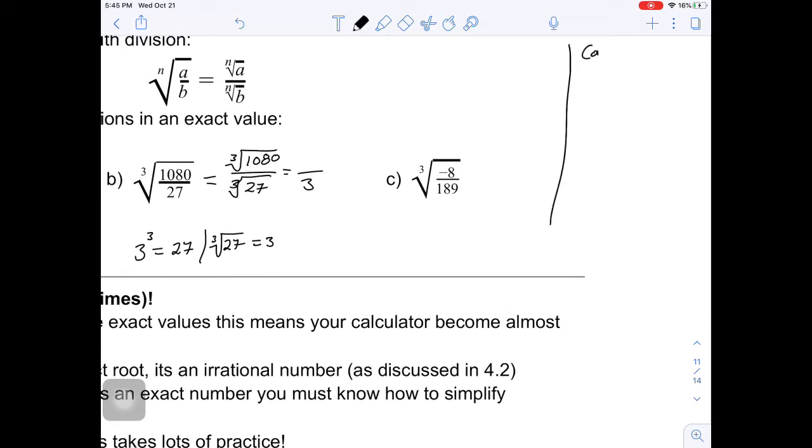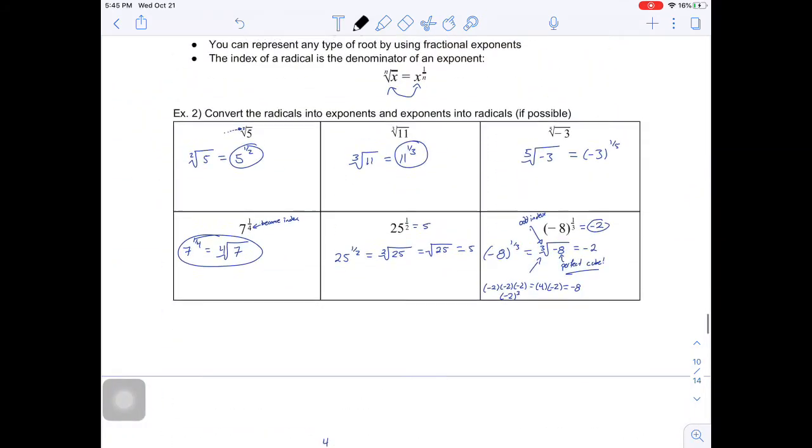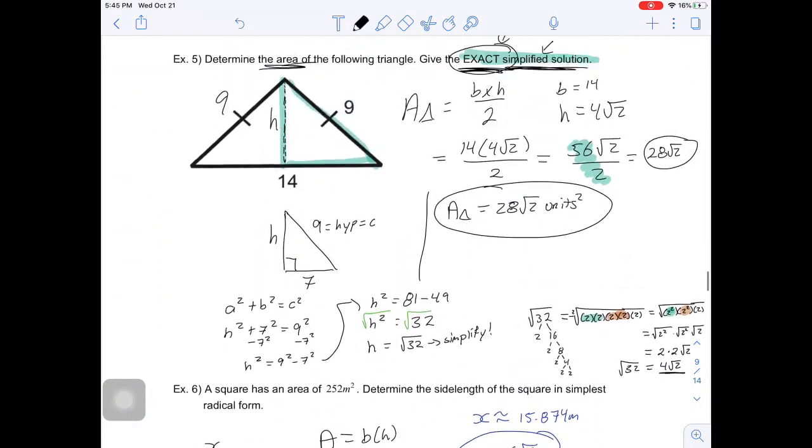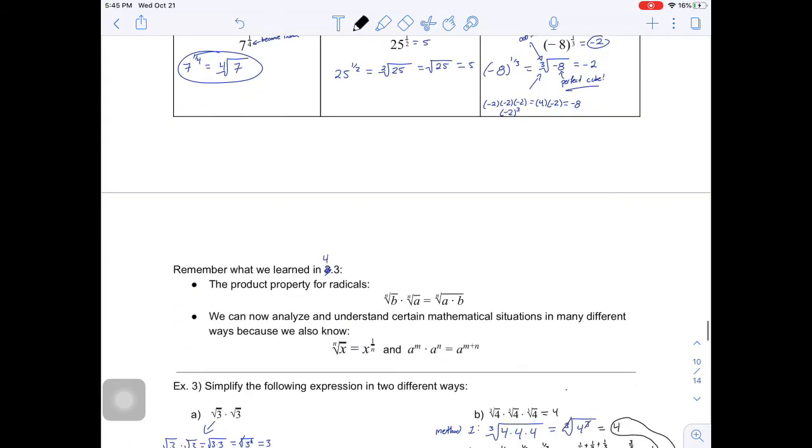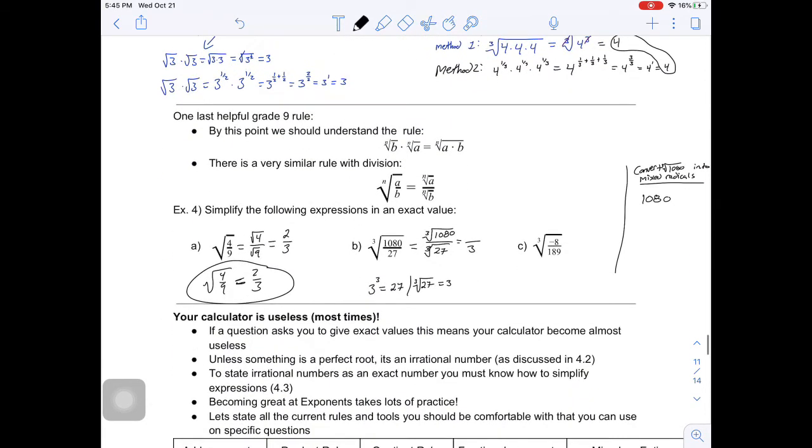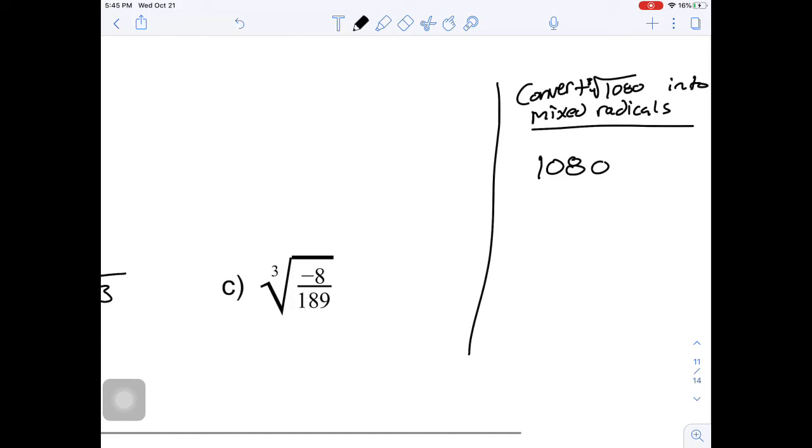So convert the cube root of 1080 into mixed radicals. Remember, we know how to do this. We learned this in, I believe, our last section, in 4.3. So we're going to use some 4.3 knowledge. The first thing we need to do is break this down. So I'm going to divide this by, let's divide it by 40.